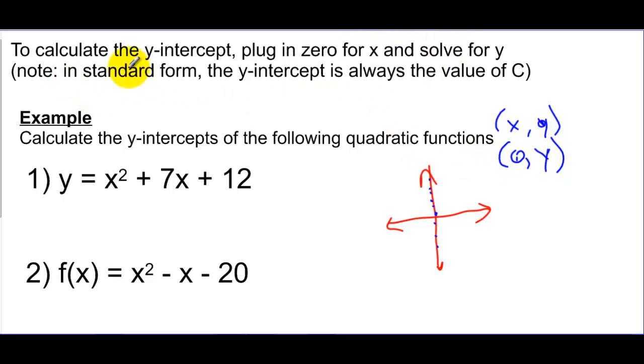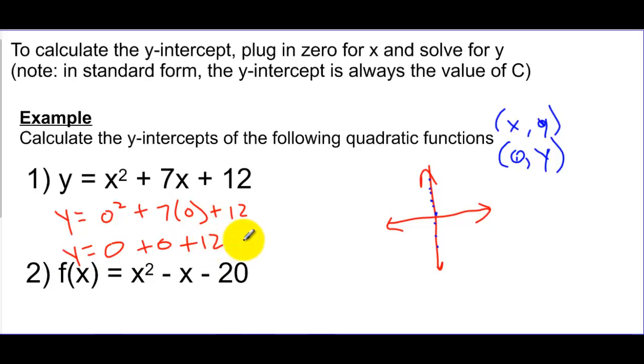And I'm giving you a nice little hint here. When it's in standard form, it's always just going to be the c value, because watch what happens. If I leave y alone and put a 0 into these places here, it's going to be 0 squared plus 7 times 0 plus 12. Well, 0 squared is 0, 7 times 0 is also 0, and I get a 12. So it's really 0 plus 0 plus 12, which is just 12. So my y-intercept is the point 0, 12, which is really just the c value.